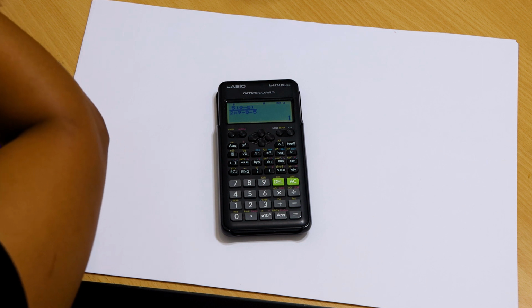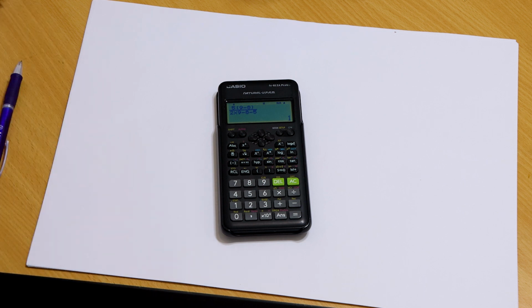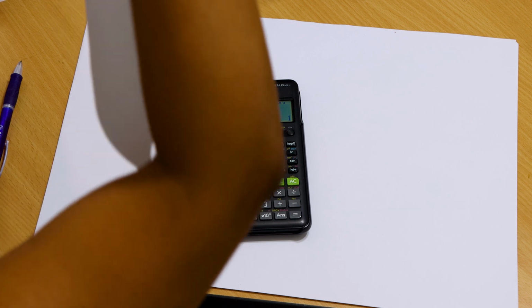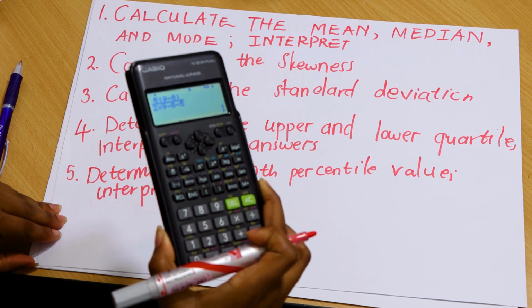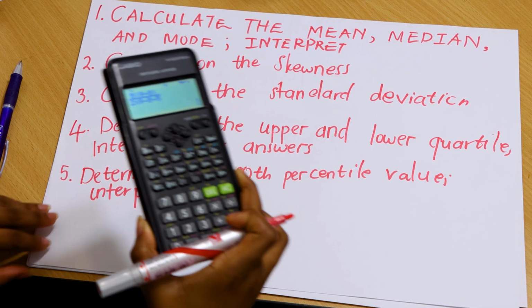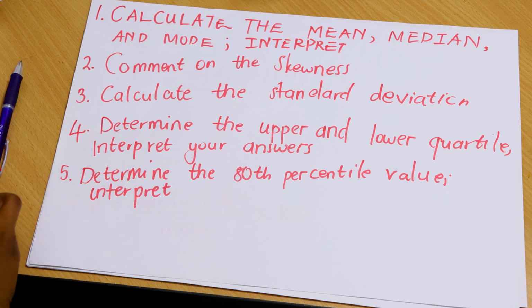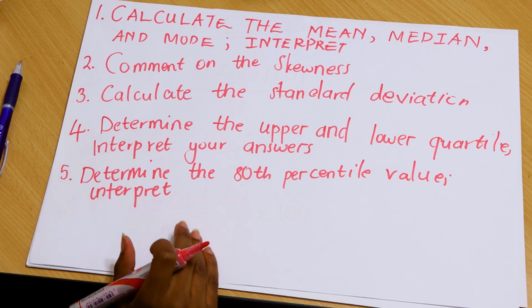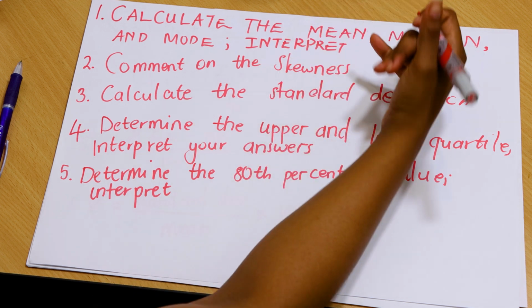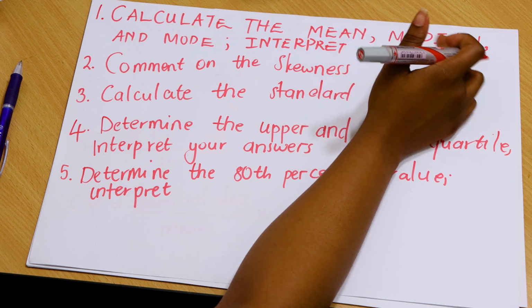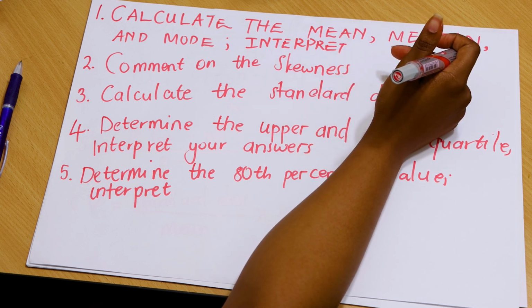Let's go to the next question. So, question 2 says comment on the skewness. So the skewness would depend on the mean, the median, and the mode. This is usually a carry-on question. They ask you after you have calculated these three, so you would have to answer based on that.